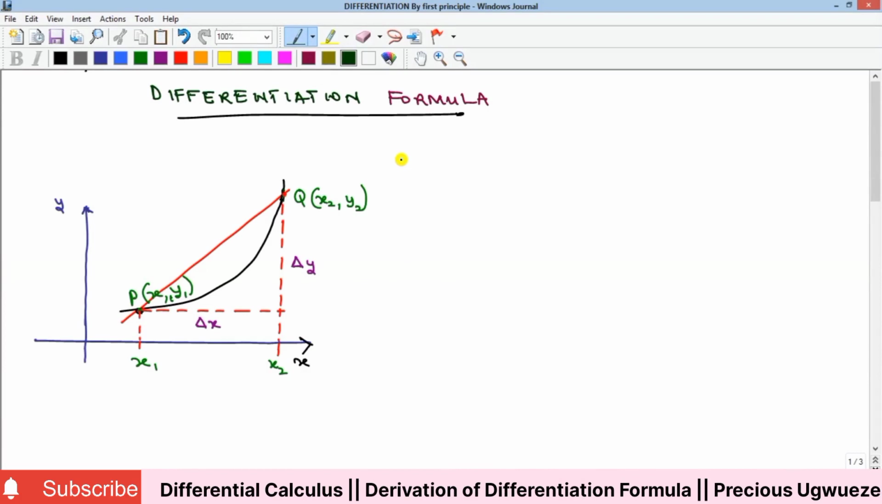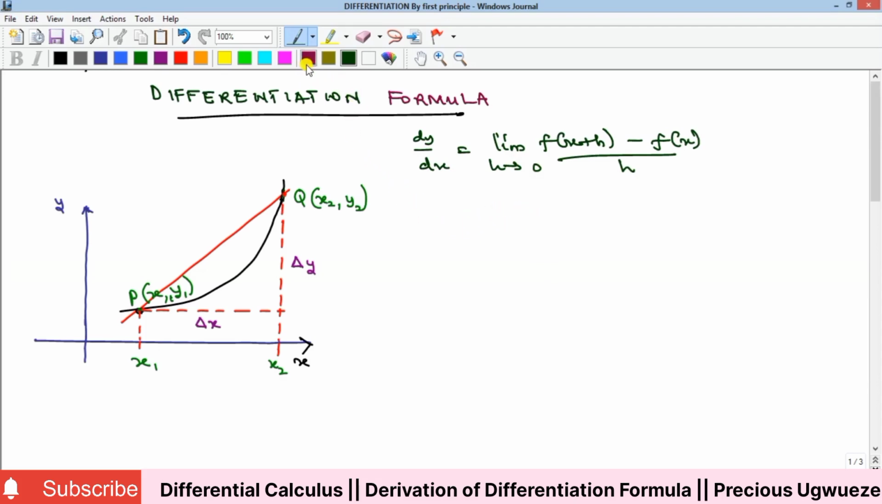So we want to see the derivation of the formula for differentiation, the first principle formula, where we have that dy/dx is equal to... So how do we go about this?